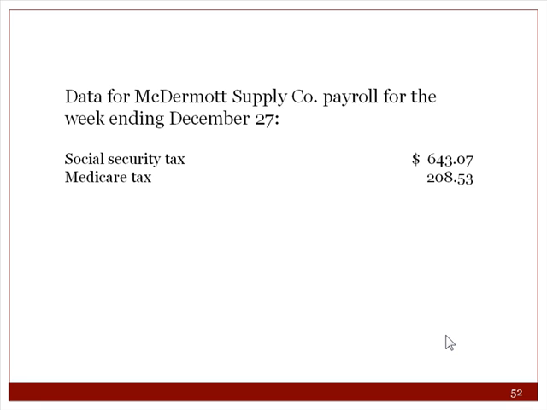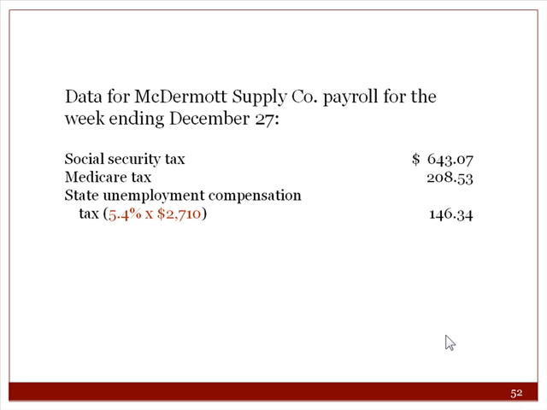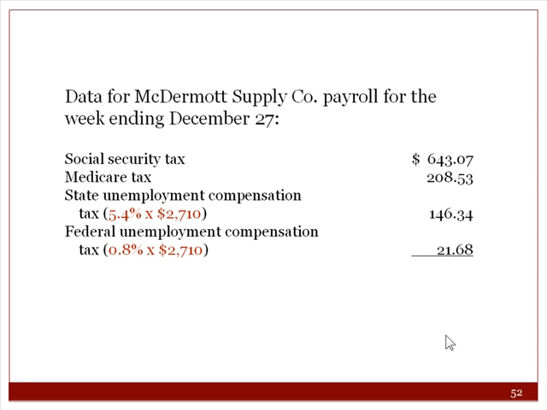So here's the Social Security. Here's some information for McDermott Company. Social Security tax, Medicare tax, state unemployment tax, federal unemployment tax, total payroll tax expense. So here you can see the federal rate and the state rate at the time this example is given.